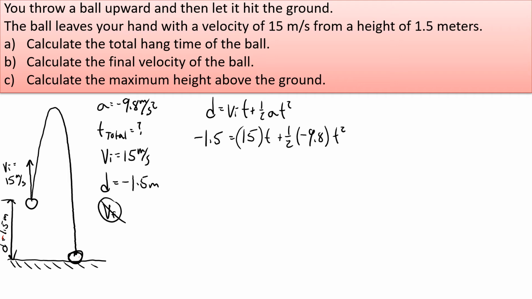So when I do the quadratic equation, I like to put everything on the appropriate side and rearrange it so that the t squared term is first, and negative 9.8 times 1/2 is negative 4.9 t squared. That's a positive 15t, and then you add 1.5 to both sides, so you get positive 1.5. Now it's positive. Before it was negative, okay? But you add it to both sides.